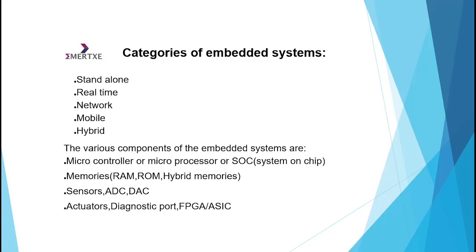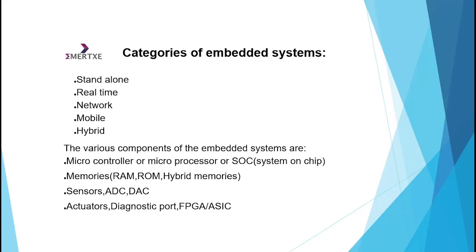Next, coming to the network. When more than one device gets connected, it is called a network. It may be Bluetooth, Wi-Fi, internet, router, etc. The connection may be wired or wireless. Next, coming to mobile. Mobile means anything that is mobile or portable. Example, smartwatches, headphones. Next, hybrid. It is nothing but more than one category. Example, smartwatch, mobile and internet.